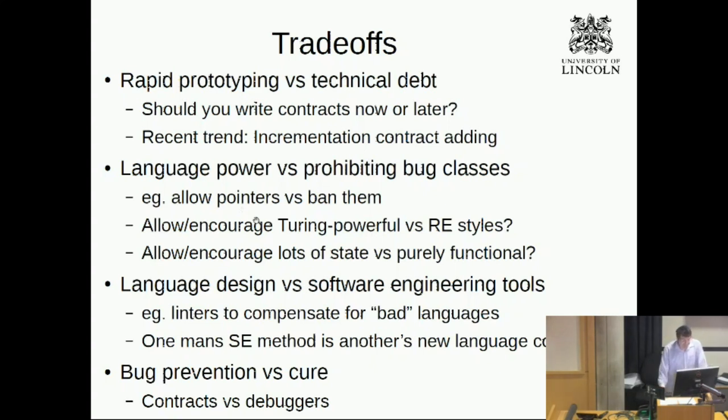Can you restrict the language? Can you use a high-level language? Can you use something like Rust with that stuff built in? Could you use a functional language where it isn't even an issue? Again, language design versus software engineering tool. One man's software engineering methodology is the next man's language design feature, and we tend to see, again, a language like Rust will take what is considered good software engineering practice and just bake it into the language.